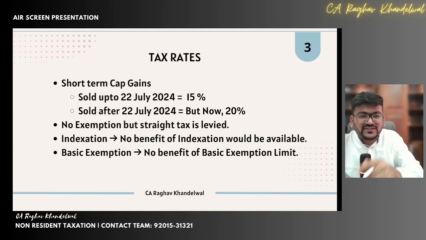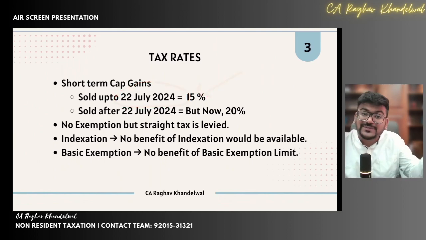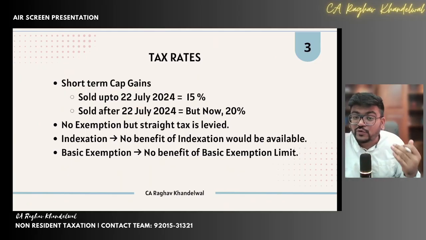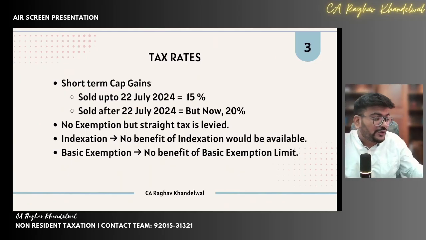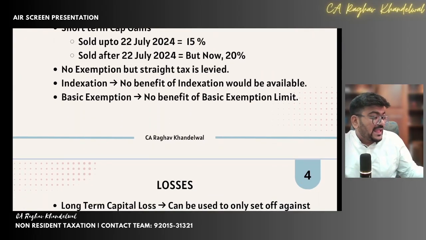Now coming to tax rates in case of short-term capital gains. Again, up to 22nd July 2024, the tax rate in case of short-term capital gain was 15%, and after 22nd July 2024, it has been increased and now the rate is 20%. So if you are having any short-term capital gains, you have to pay taxes at the rate of 20%.